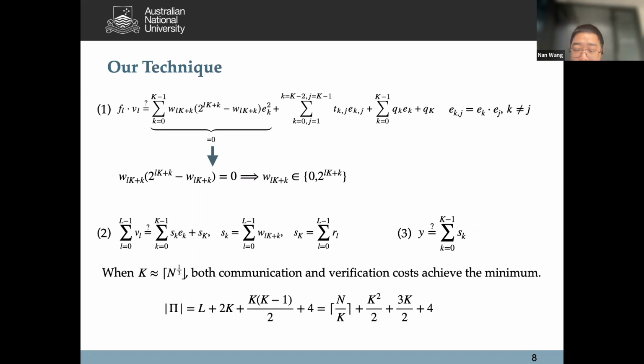And finally, the verifier checks if y is the sum of all the s_k with indices from 0 to K minus 1. And at the bottom, the formula shows the number of required elements for our range argument. The number of group exponentiations for verification is n minus 1. So K is a cube root of n. Both communication and verification costs achieve the minimum.